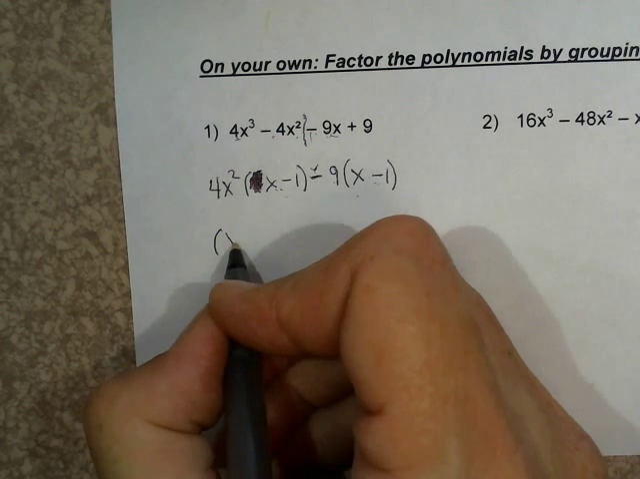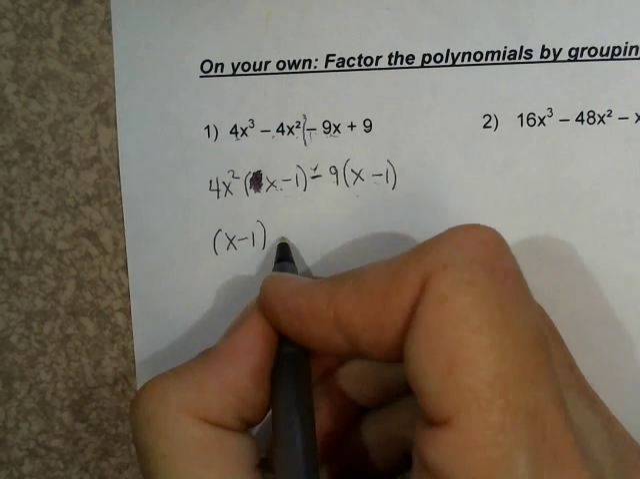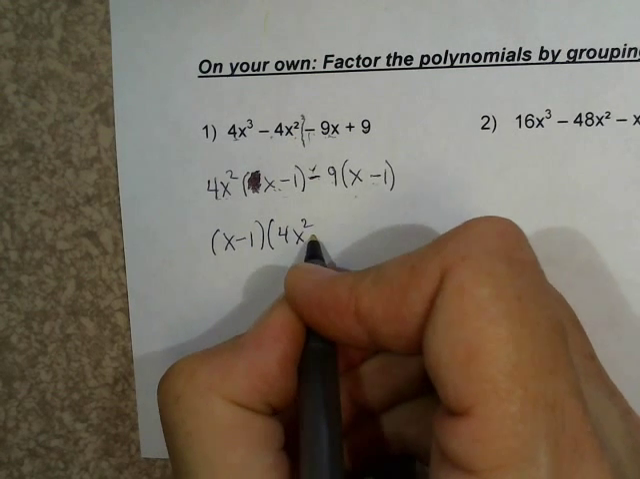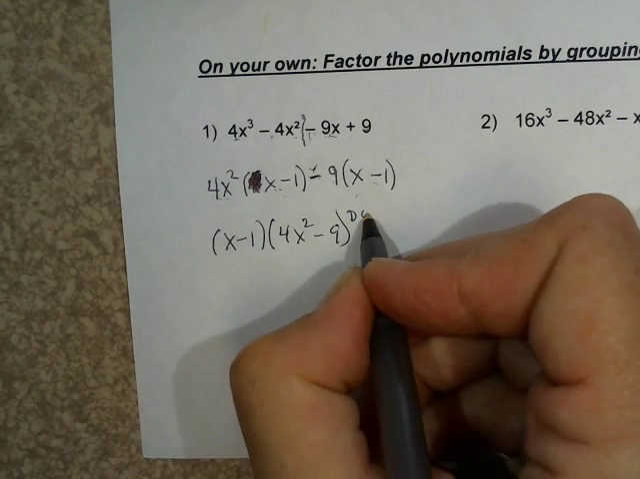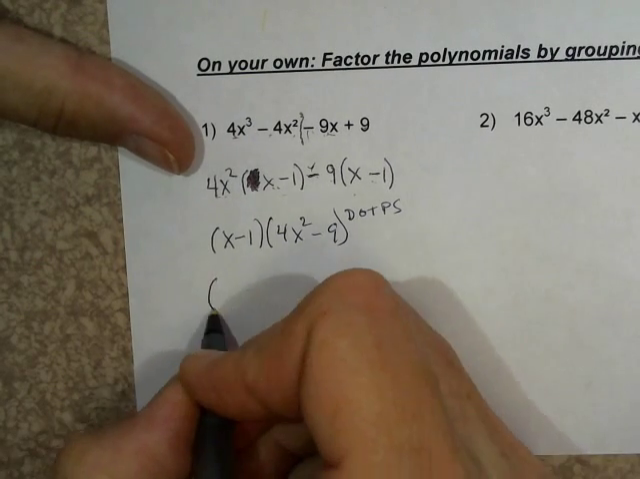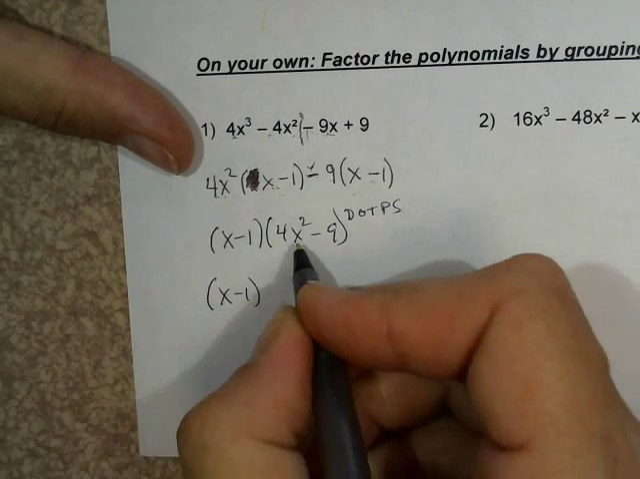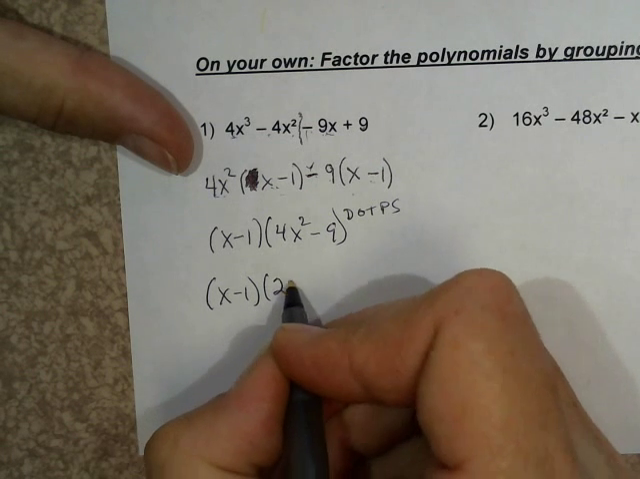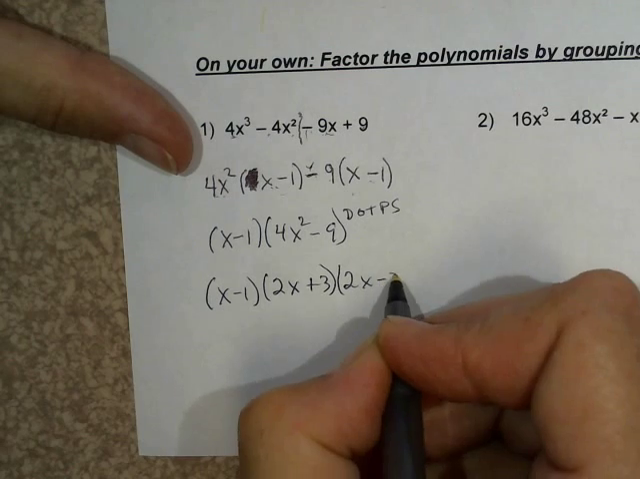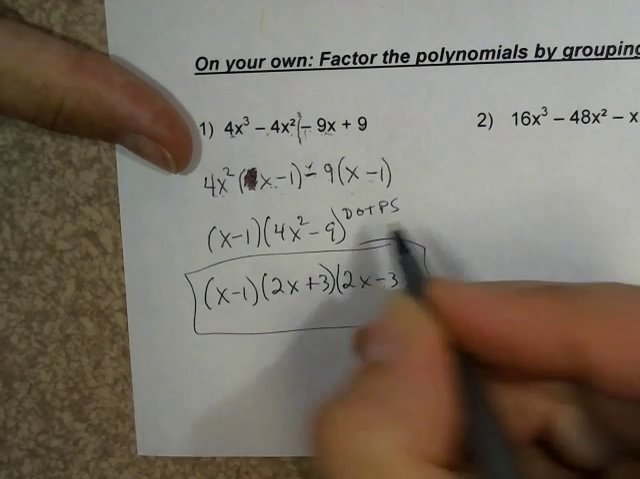We write that out first. x minus 1 is the same. And then you're left with 4x squared minus 9. So we have a DOTPS again, difference of two perfect squares. So we actually have one more step to go before we're done. If you factor this, it'll be 2x plus 3 times 2x minus 3. So there's the final answer for number 1.